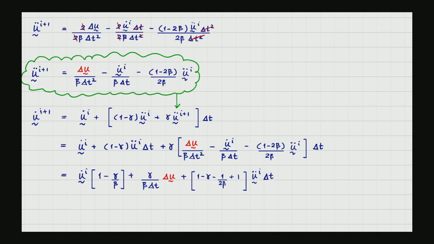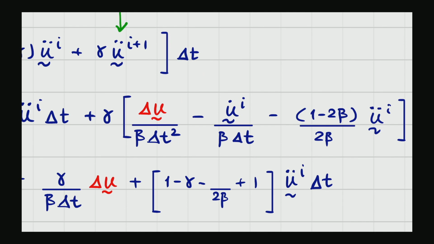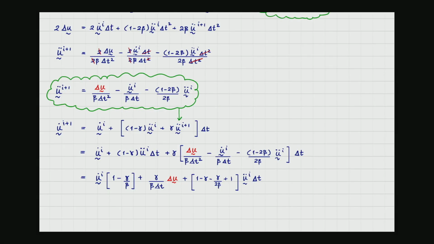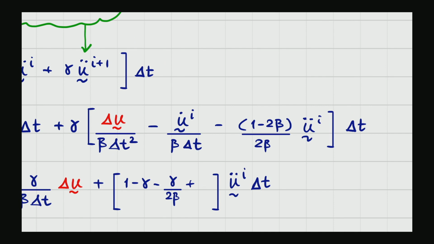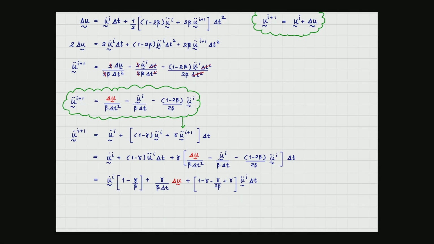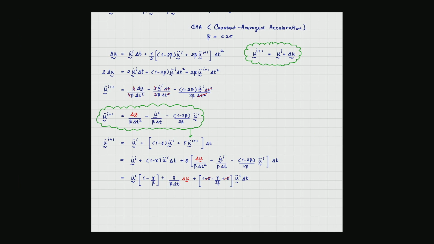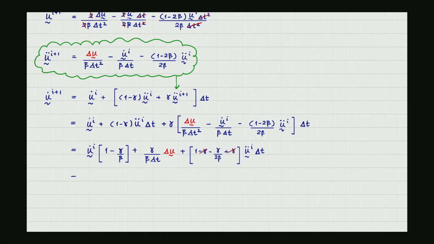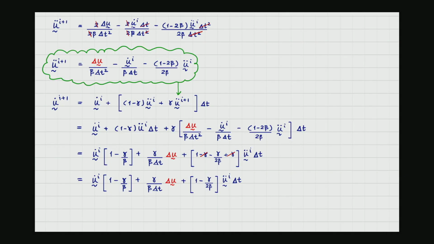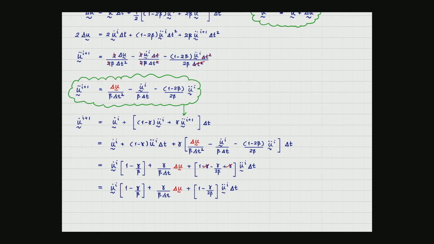Wait a second, there must be the gamma there. Okay, and another, which is a gamma there. So gamma cancels out. So what will be left? Okay, just like this. And this is your U dot I plus 1.